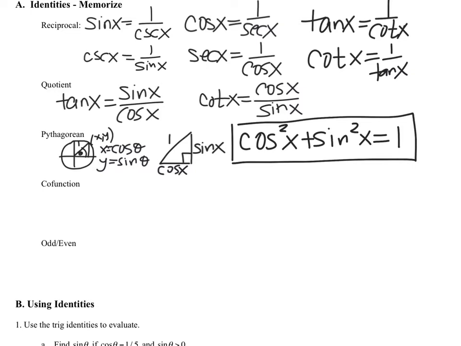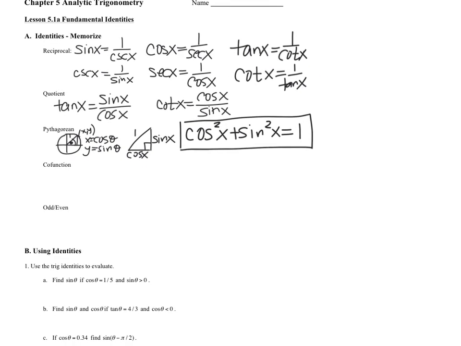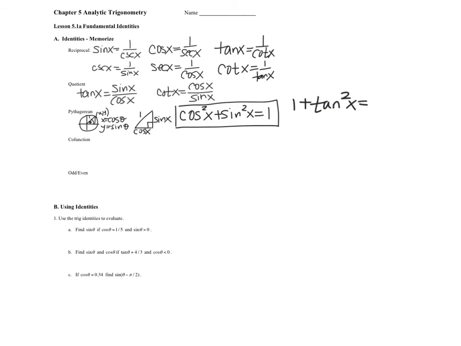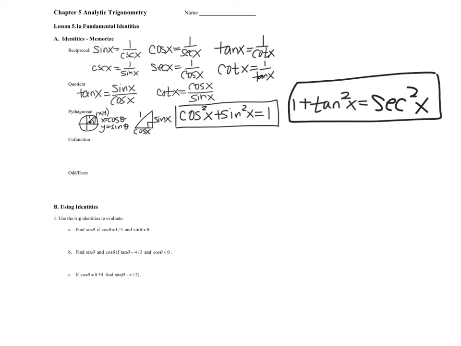Okay? Now, there's two other ones that follow from that. If we were to say cosine's not 0 and we were to divide everything by cosine squared, we would get 1 plus tangent squared x is equal to secant squared x. Okay, that's our other Pythagorean identity. And then we have one more. 1 plus cotangent squared x is equal to cosecant squared x.